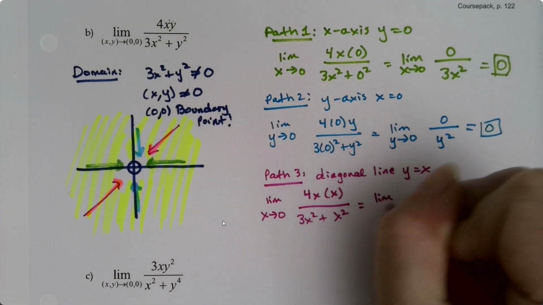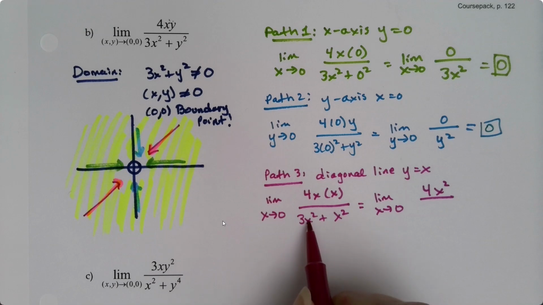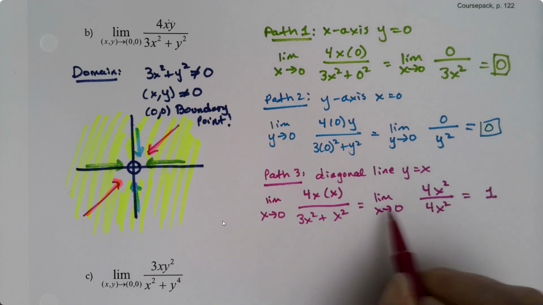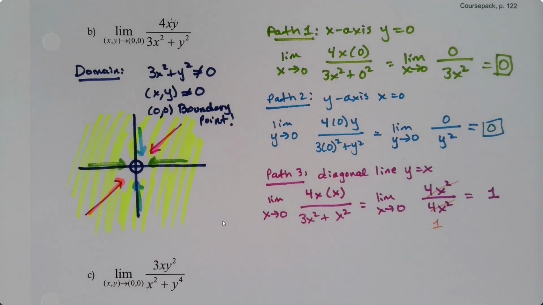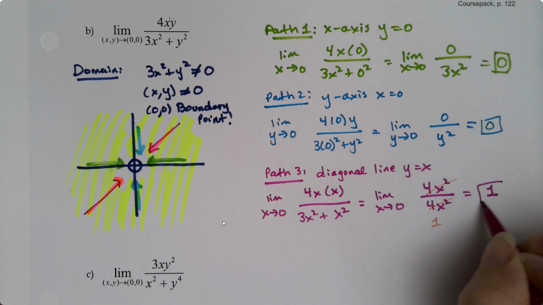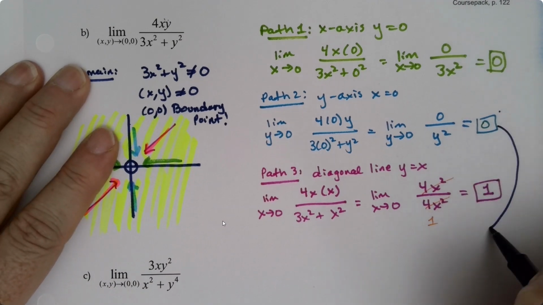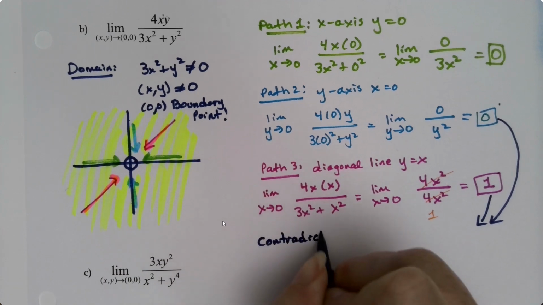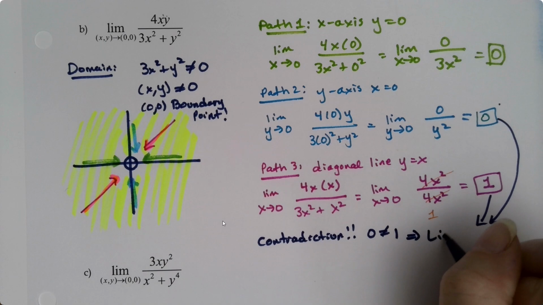So that's the limit as x goes to 0 of 4x squared over 3x squared plus another x squared, which is 4x squared over 4x squared, which is 1. That's the limit as x goes to 0 of 1, because this whole thing divides away to 1. So that's 1, and there we have our contradiction, because 0 is not equal to 1. All right, so let's put these together. Contradiction: 0 is not equal to 1. Therefore, the limit does not exist, and we've proven it.